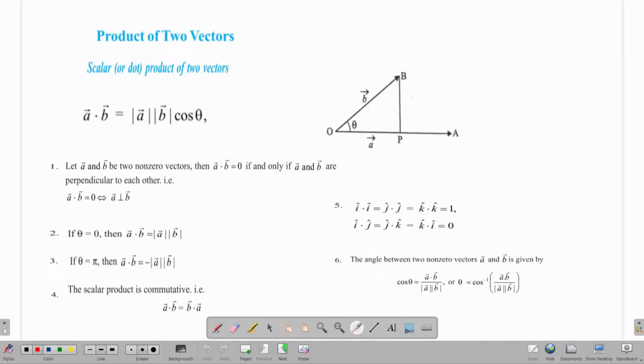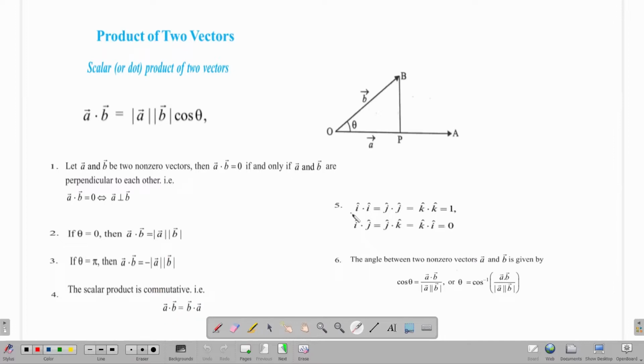Now suppose this theta is 0. In that case cos 0 is 1. So what I get, A dot B is equal to mod A mod B into 1. That is, A dot B is mod A into mod B. But if this theta is pi, and as we know that cos pi is minus 1, therefore A dot B is minus mod A mod B. The scalar product is commutative, that is A dot B is equal to B dot A.